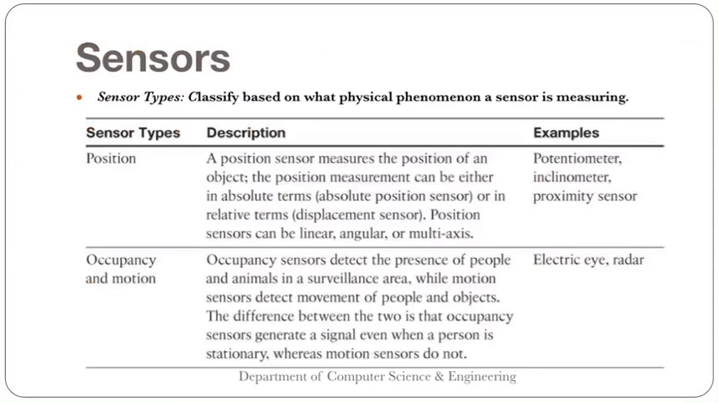Then we have occupancy and motion. Occupancy sensors detect the presence of people and animals in a surveillance area, while motion sensors detect movement of people and objects. Okay, so occupancy is like presence, while motion is movement, right? The difference between the two is that occupancy sensors generate a signal even when a person is stationary, like they are present there, whereas motion sensors do not, right? Because if it is stationary, standing there, no motion, then it will not detect, right? So the examples are electric eye or radar.